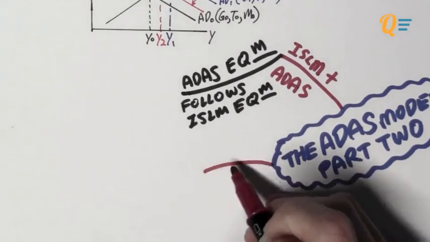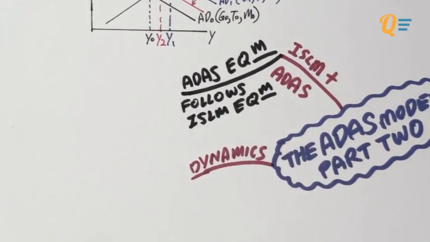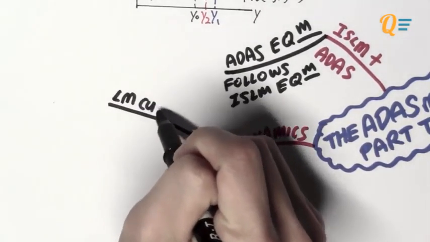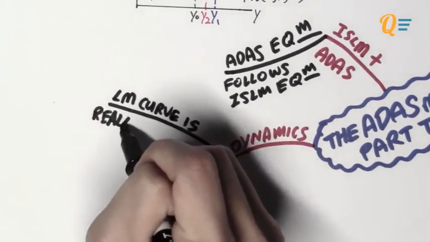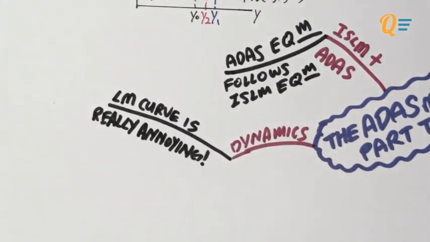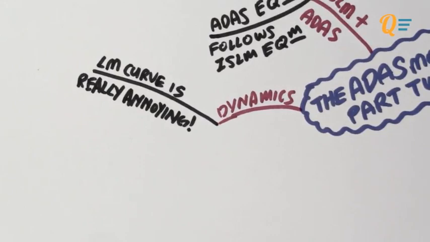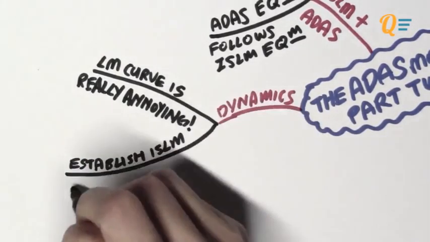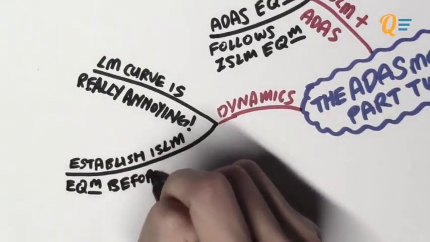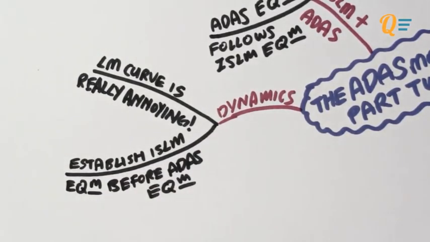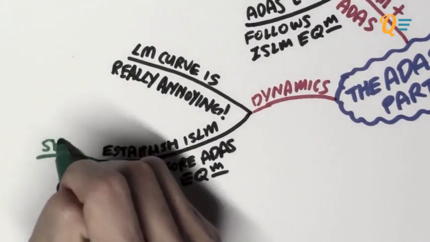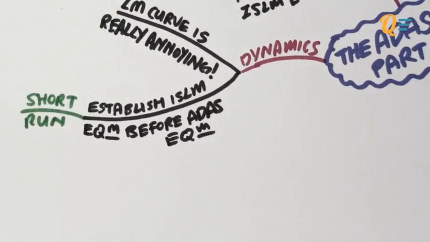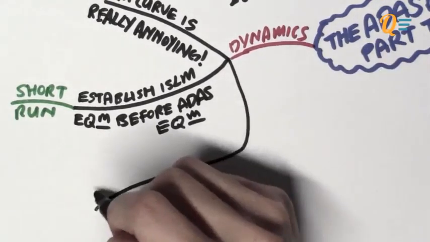So when we look at the dynamics of the ADAS model, there are certain pointers that you should take note of. Firstly, you should know that your LM curve is really annoying. And it's really annoying because you have got the price level that's affecting the LM curve. And when the price level keeps changing, your LM curve keeps changing. So you have to really be careful of the LM curve. Now, the second thing you're going to take note of is you should establish your ISLM equilibrium before establishing the ADAS equilibrium in the short run. The reason behind this is to avoid the really annoying LM curve.